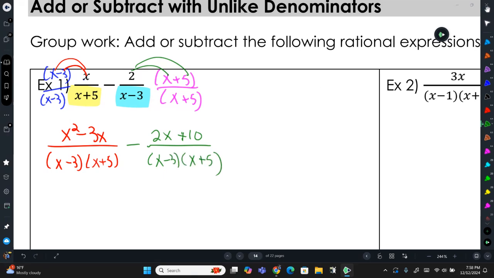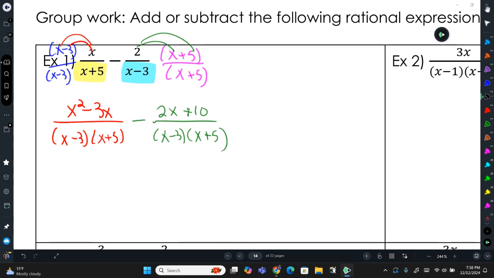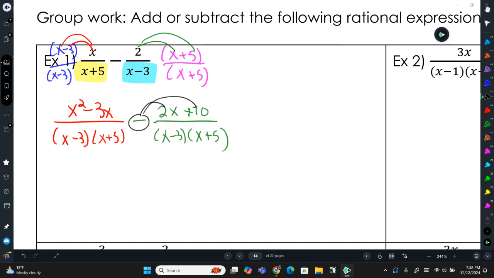Now this looks like the problem on the previous page, where you can just combine like terms in the numerator. Remember, this subtraction goes to both things. So it's going to be x squared minus, well, there's no x squared, so it's going to be x squared. Then we have negative 3x minus 2x. That's negative 5x, and we have no constant in the first fraction, but we have minus 10. So minus 10 all over x minus 3 times x plus 5.